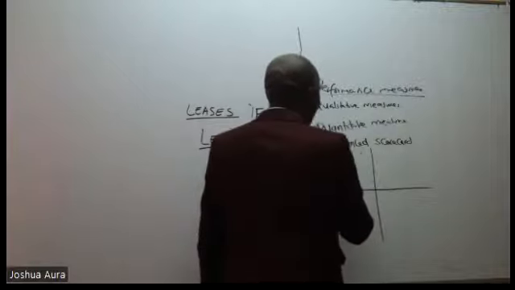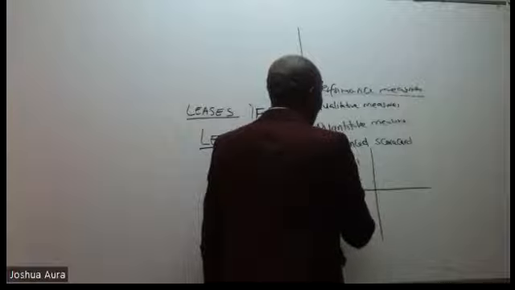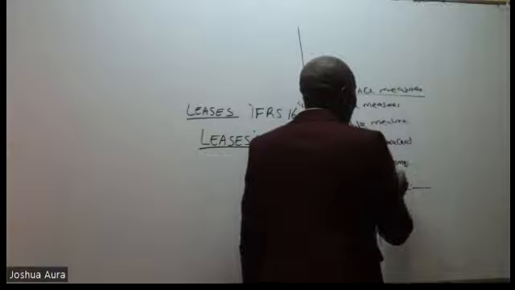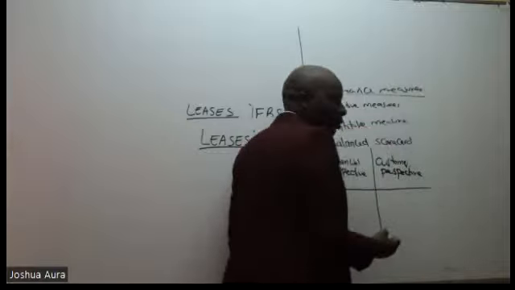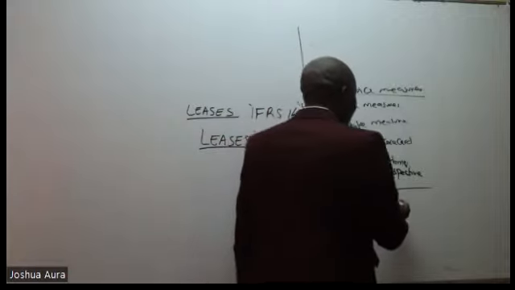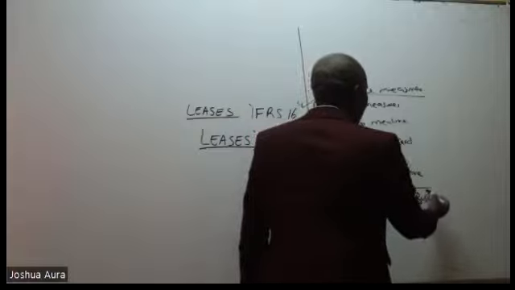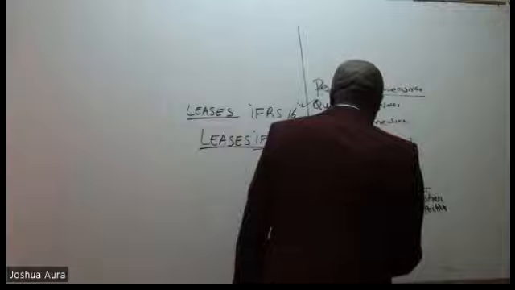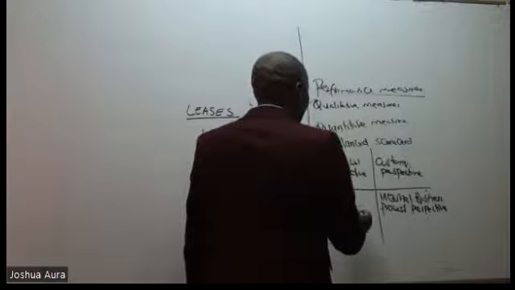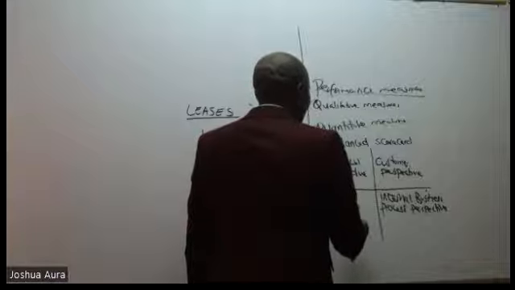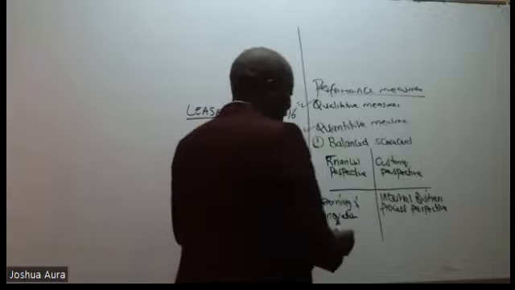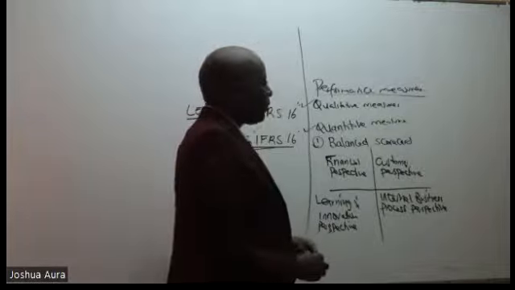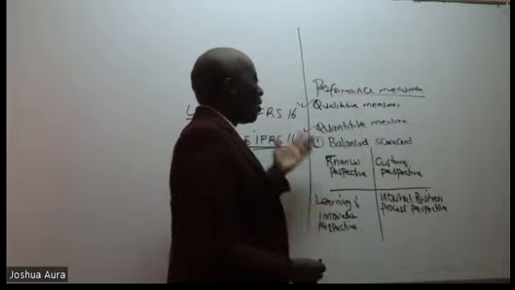The first one is the financial perspective. So we have here what we call the financial perspective. That's number one. Then number 2, we have what we call the customer perspective. Then we have the internal business processes perspective. Then we have learning and innovation, or learning and growth perspective. Learning and innovation perspective.